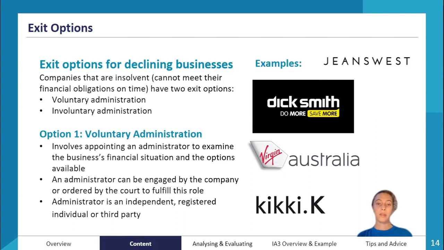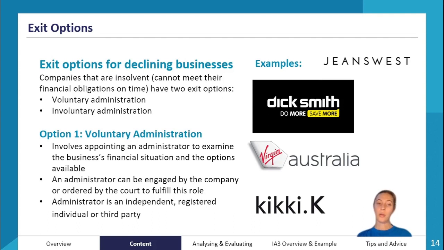Some examples of businesses that have had some struggles over recent years and have had that experience with voluntary administration: we've got Dick Smith, Jeans West, Virgin Australia, and QCE. We know, of course, that Virgin is still operating now, but it did go into voluntary administration and it had to be bought out by an overseas company, I believe. And equally, Jeans West is still operating, but they also went into voluntary administration.